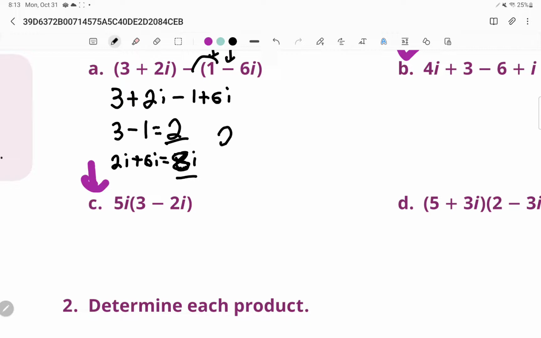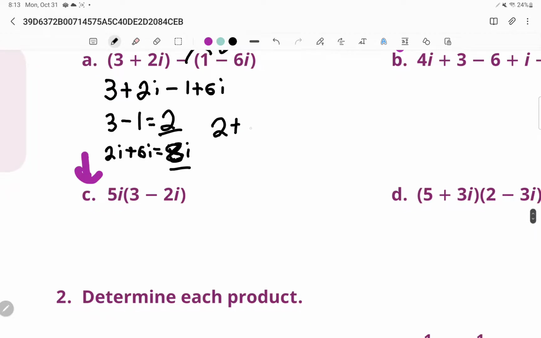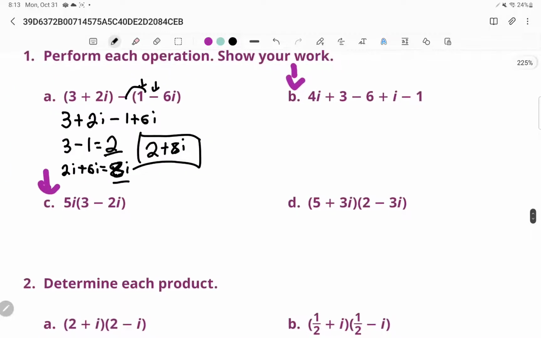So it's going to be 2 plus 8i. And that's my answer. You're going to have to do that in the worksheet that I'm going to be posting, so make sure you follow these rules.